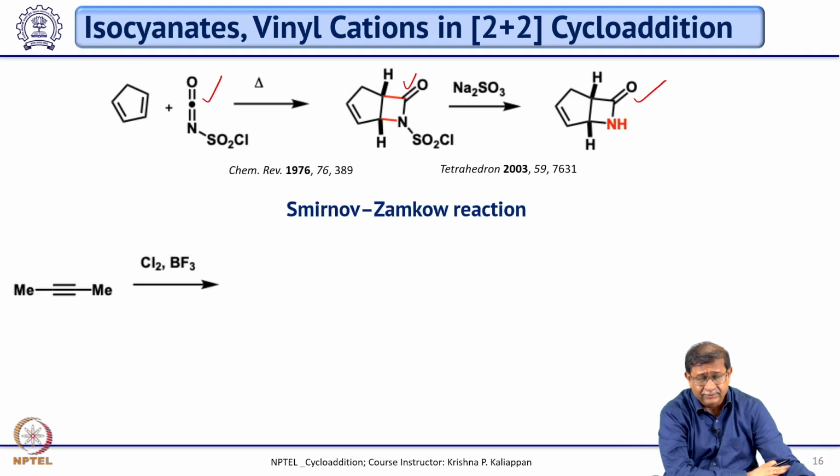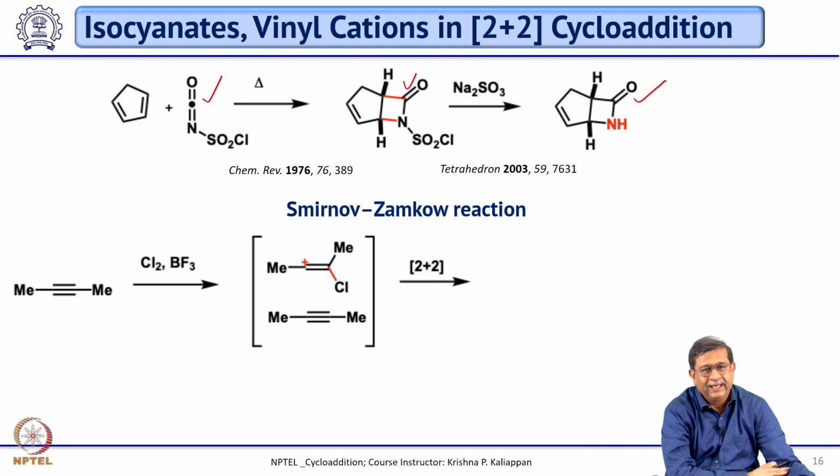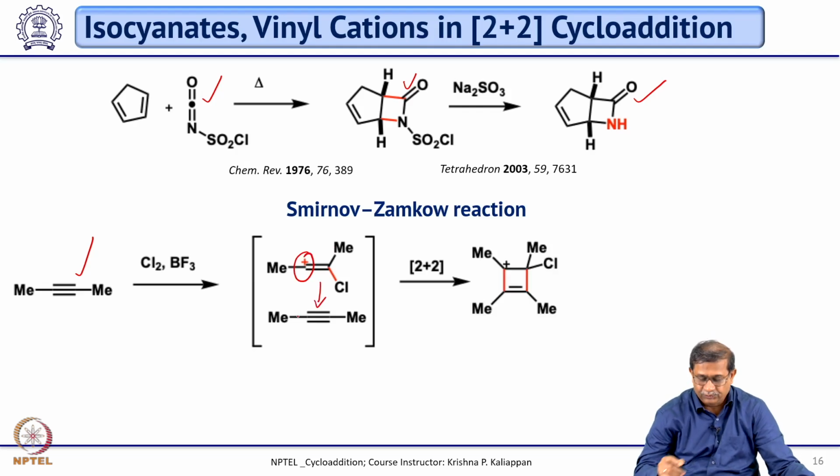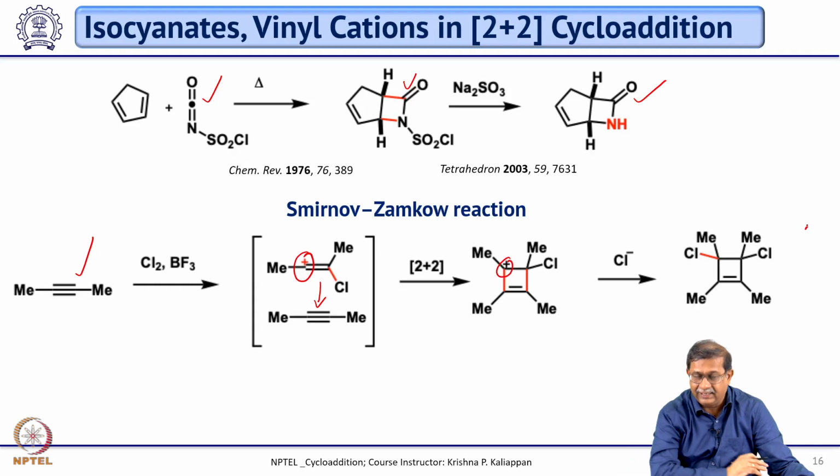Instead of an isocyanate, suppose you generate a vinyl cation. This particular reaction is called the Smirnov-Zamkow reaction. If you take this alkyne and add chlorine, one molecule of chlorine adds and generates this vinyl cation, which immediately undergoes 2+2 cycloaddition to form this cyclobutenyl cation. Then Cl minus attacks, and you get a highly substituted cyclobutene.